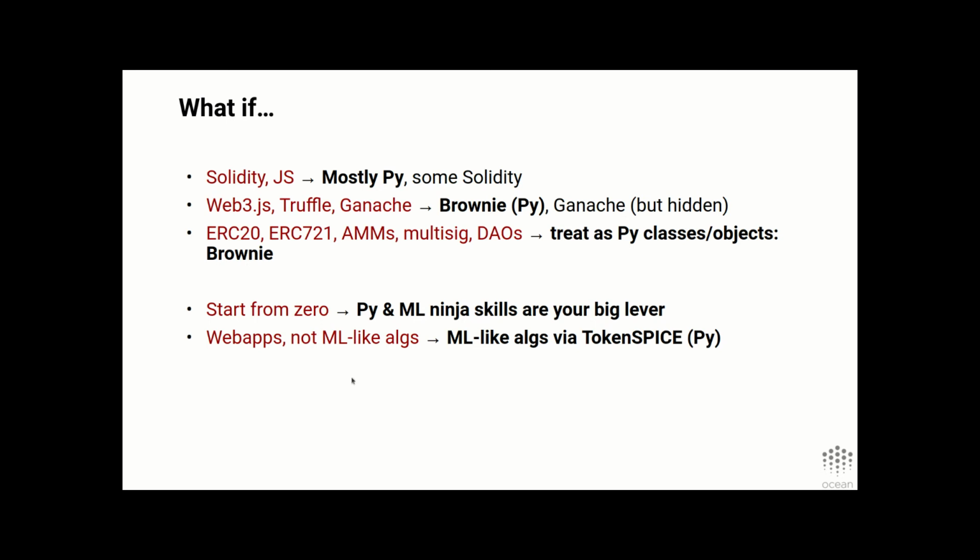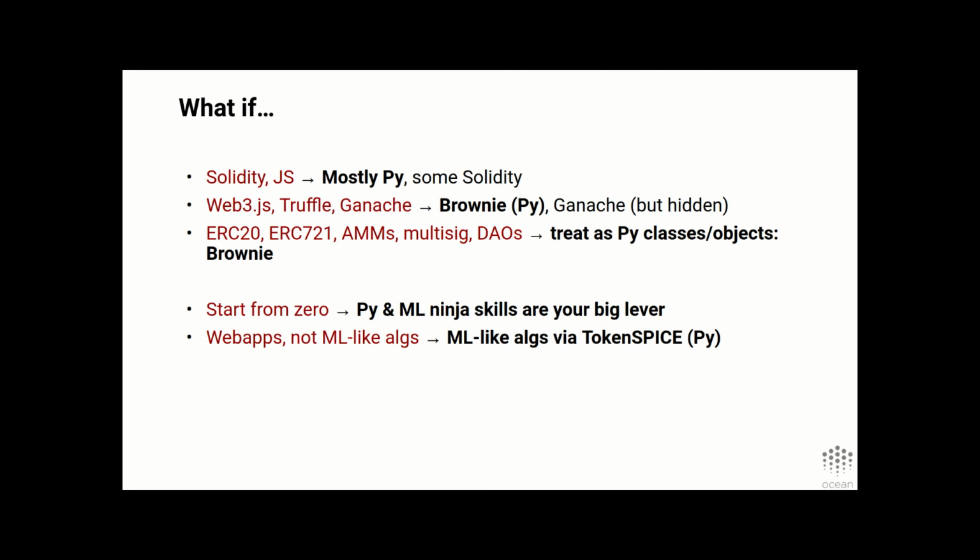Next, replace Web3.js, Truffle, Ganache with Brownie, mostly. Brownie is a Python library and command line environment that you can use, and I'll get into that in a lot more detail. Also Ganache, but it's going to be more hidden because Brownie will take care of it mostly for you. And finally, these building blocks like the ERC20 fungible token standard and so on, here's the cool thing: you can treat them all as Python classes and objects. It's not pretend that they are, they literally are treated as that, and Brownie does this for you.